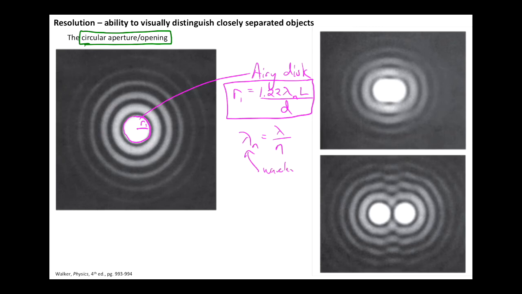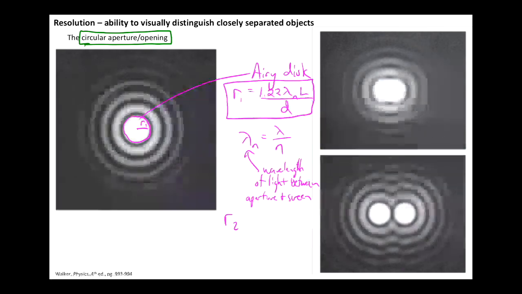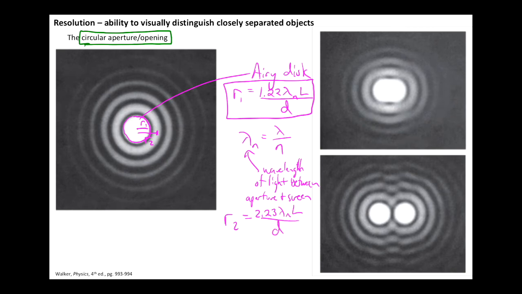So this is the wavelength of light between aperture and screen. And there is a second equation, R2, which is the distance from the middle out to the middle of this first bright band. And it's equal to 2.23 lambda n L over D. Again, D is the diameter of the little tiny hole. Let me see if there are other equations I need to give you before I tell you what we're going to do with this. And of course, there are equations for the ones farther out. We're not going to worry about that so much, okay?